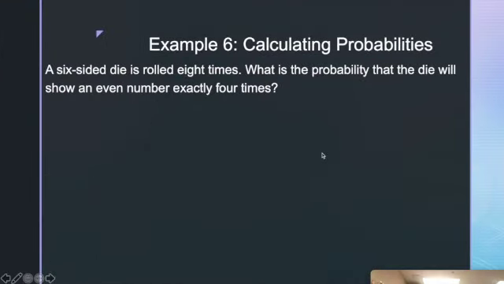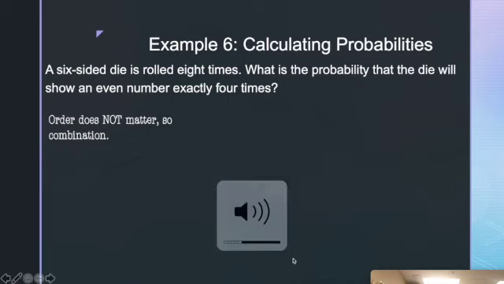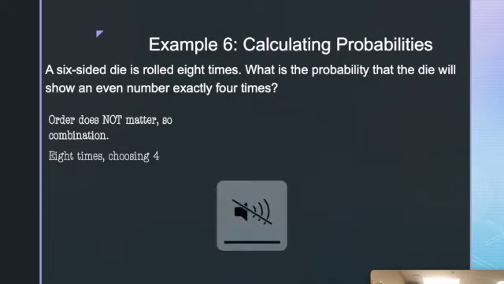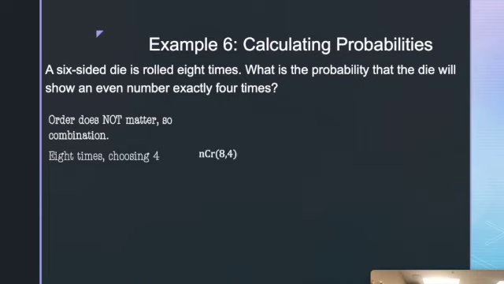All right. A 6-sided die is rolled 8 times. What is the probability that the die will show an even number exactly 4 times? Order does not matter. We don't care what we did first, second, third, so forth. Okay. So we want 8 times, choosing 4. So that's nCr 8 choose 4. Because we're rolling it 8 times, we want it to choose 4 times.